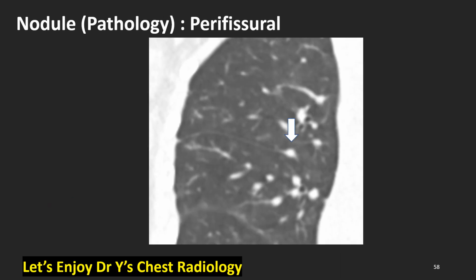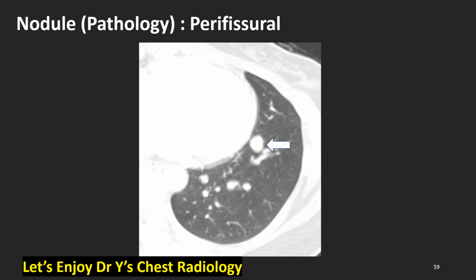Nodule pathology, perifissural. Arrow indicates perifissural nodule of the right minor fissure. Nodule pathology, perifissural. Arrow indicates a nodule of a perifissural location of a major fissure. It is from sclerosing pneumocytoma.